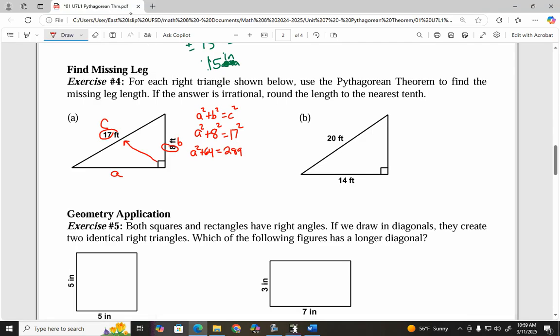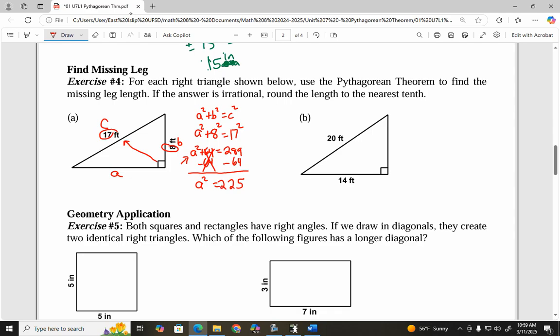So now I cannot square root each side yet. Remember, we're supposed to isolate the variable. I have to get that A by itself, so I have to subtract 64 from both sides. Just like we've solved equations in the past. You undo your adding or subtracting first.